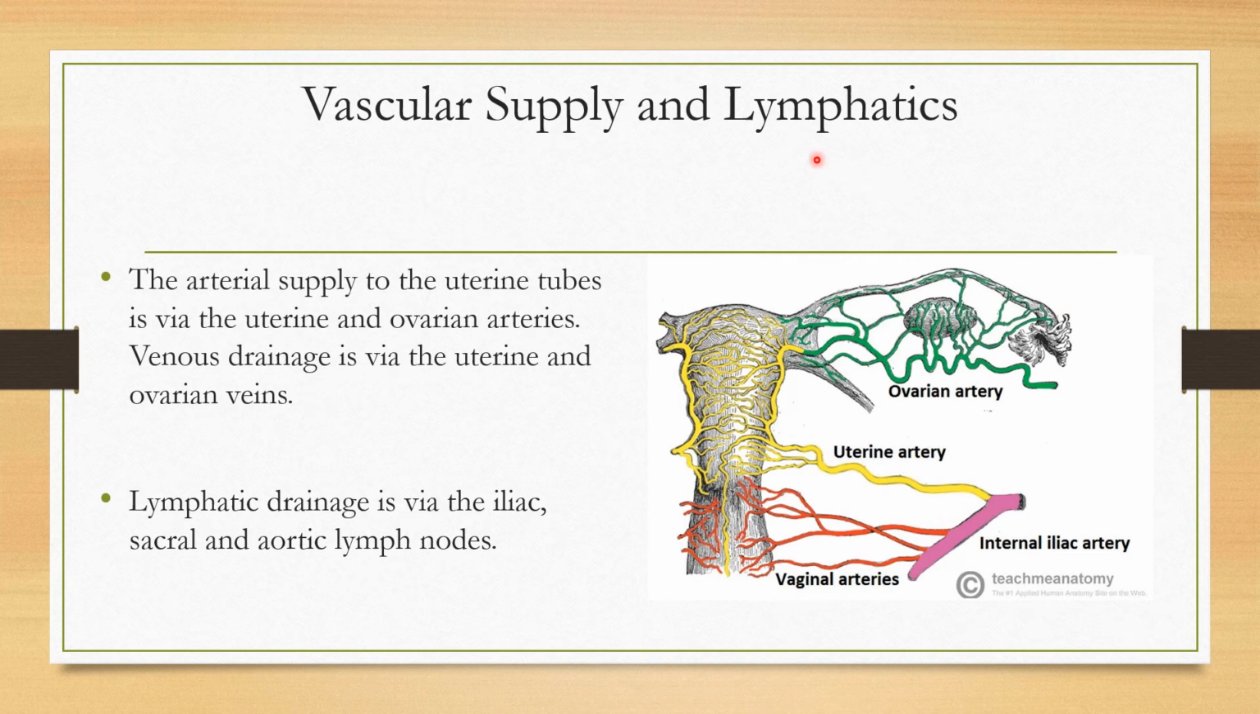About the vascular supply and lymphatics. The arterial supply is via the uterine and ovarian artery. You can see here, this is the uterine artery supplying the medial part of the uterine tube and the ovarian artery supplying the rest of the uterine tube. The venous drainage is via uterine and ovarian veins. The lymphatic drainage is into iliac, sacral and aortic lymph nodes.